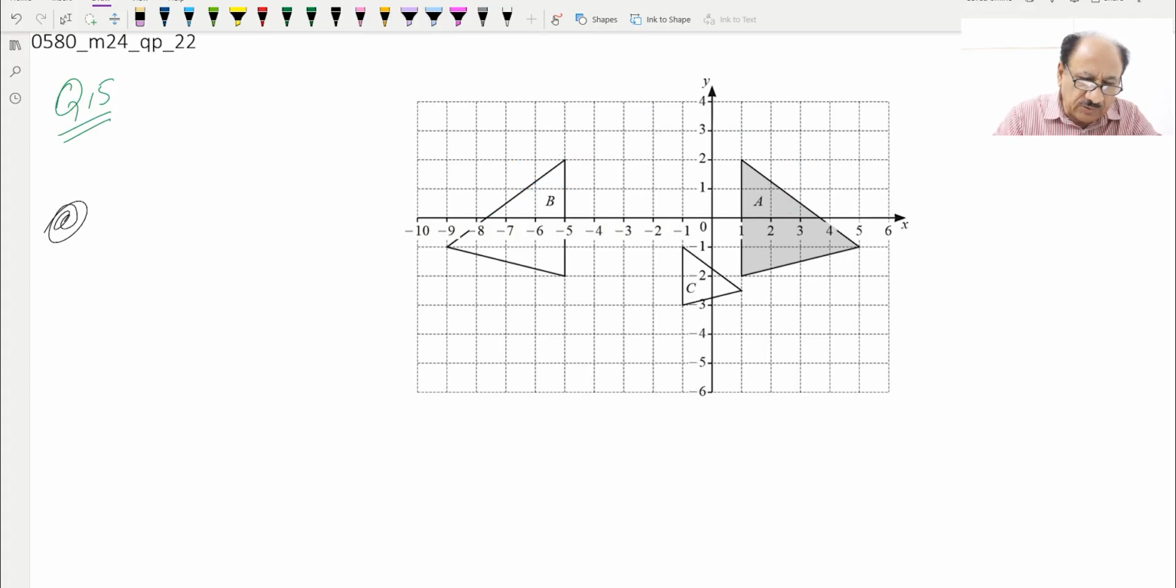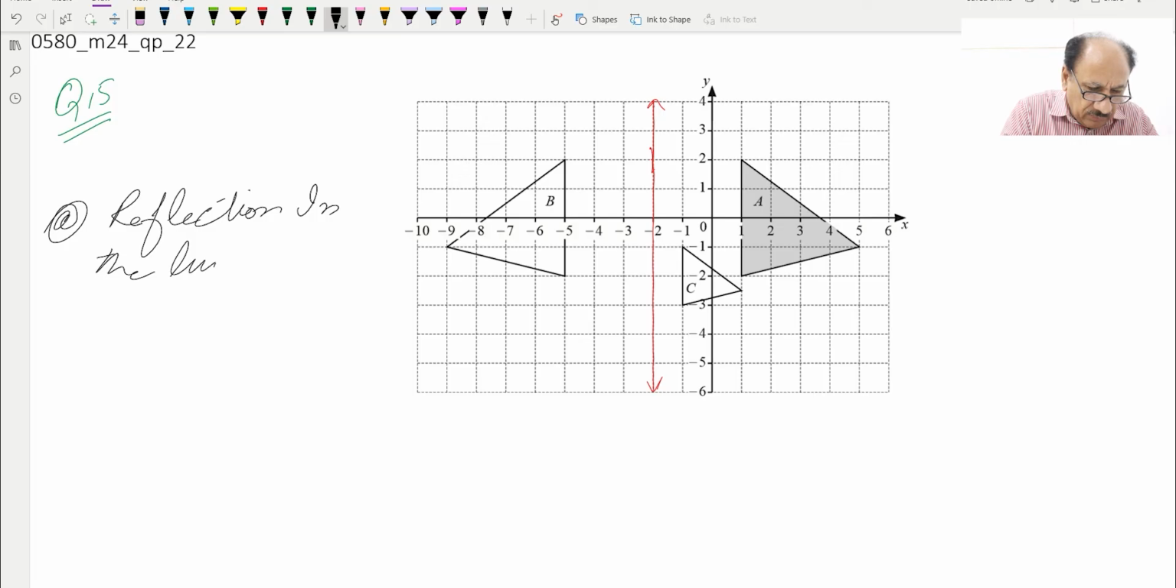So we will have to check if it is a reflection. If we draw the line of reflection in the middle of these two, we can count from here 1, 2, 3, 4, 5, 6 units. So in the middle will be 3 units, so we can check 1, 2, 3 units. So the line will be over here, and this will be the line of reflection. So our answer will be that it is a reflection in the line x is equal to -2. This is a 2 marks question which we have done.